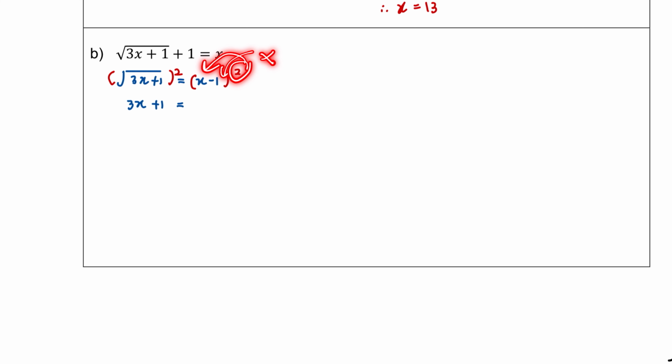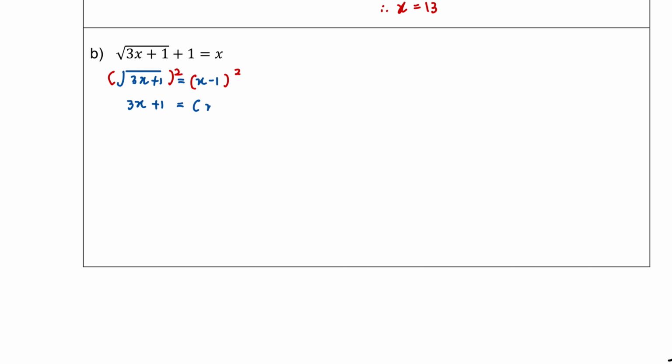Okay, salah. Right, kenapa salah? Sebab ini adalah tolak. Kalau tolak tak boleh. Kalau tengah-tengah ni darab, baru boleh kita distribute the power like this. Okay, so what do we need to do kalau macam ni? Kita kena expand satu per satu.